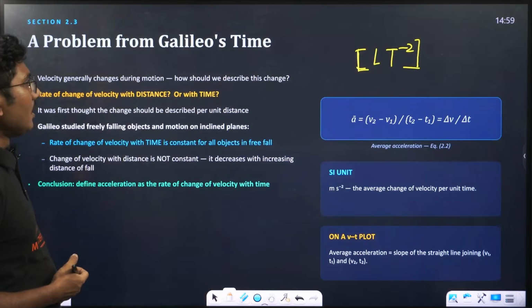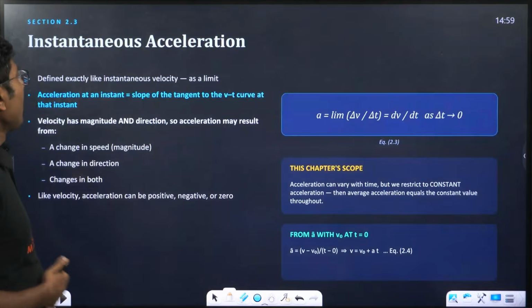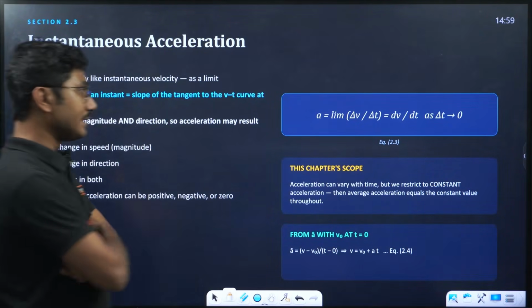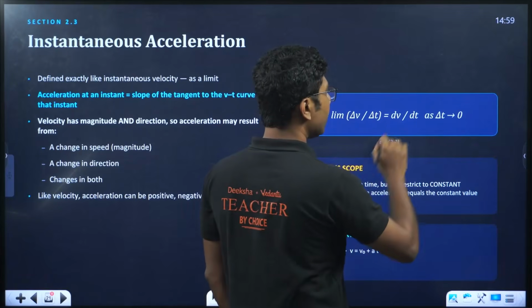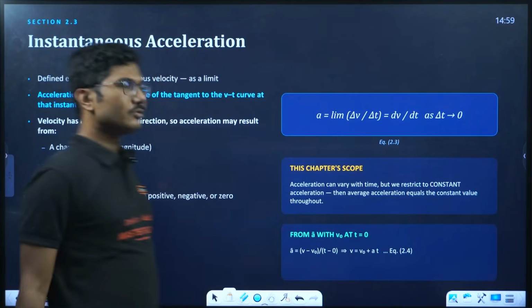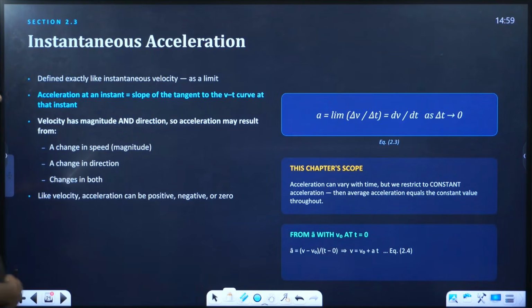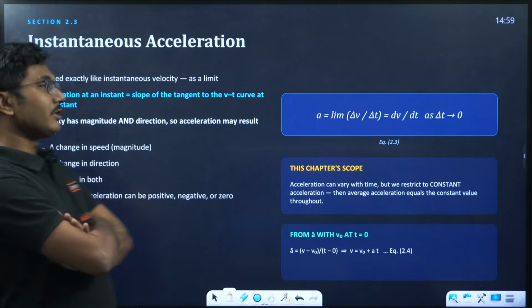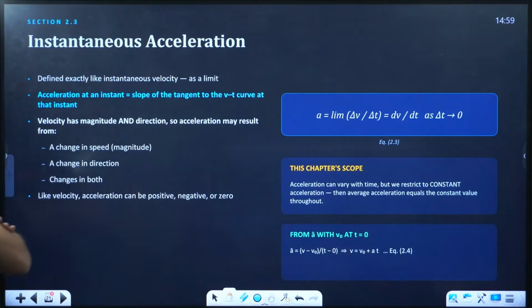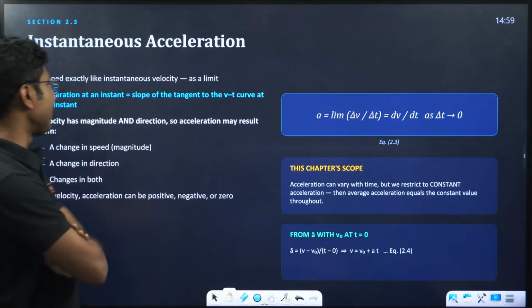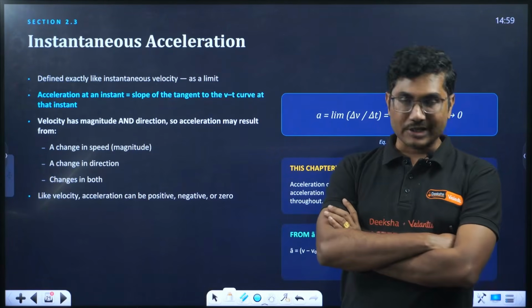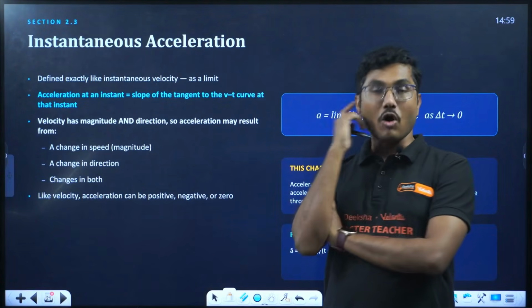Now let's move on. Instantaneous acceleration, as I was discussing, is limit delta v by delta t, that is dv by dt, as delta t tends to 0. Defined exactly like instantaneous velocity. Acceleration at an instant is equal to the slope of the tangent of the vt graph at the instant. Velocity has magnitude and direction, so acceleration may result from change in speed or change in direction, which is very interesting, or changes in both.